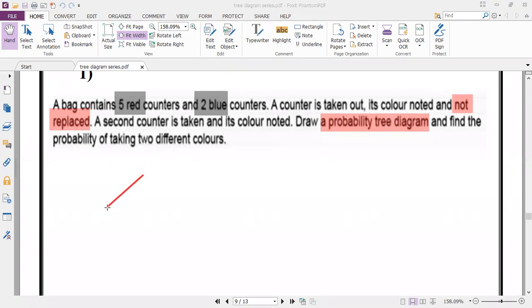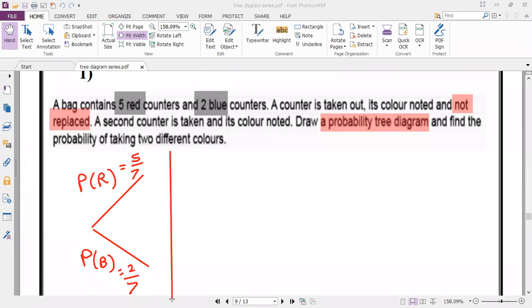Mustafa, what shall we do? How many counters do we have? We have 7 counters. And what are the chances? We have red and blue. P(R) equals what? 5/7. And P(B) equals what? 2/7. This is for the first pick. If we picked one red, the probability is 5/7. And the probability of getting blue is 2/7. For the second time, you have what?